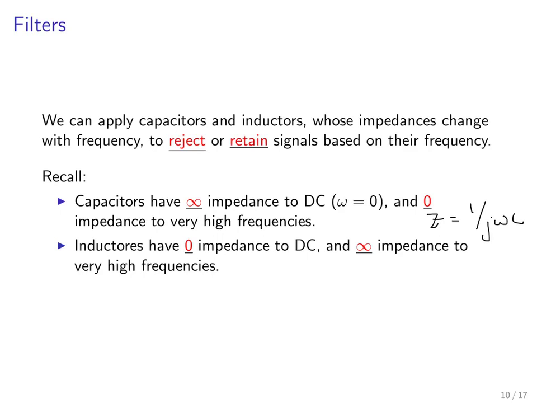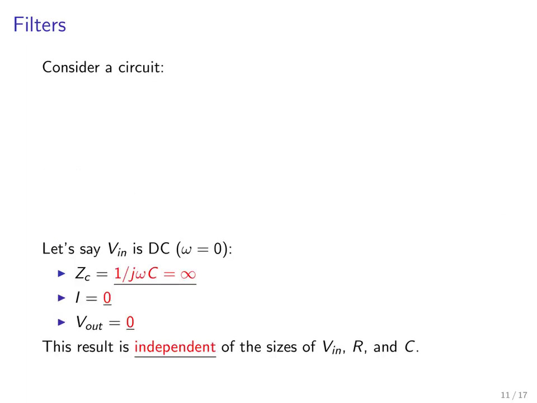On the other hand, inductors have zero impedance to DC and infinite impedance to very high frequencies. So you recall that the impedance of an inductor is j omega L. So this guy is going to be 0 if omega is 0, and it's going to be infinite if omega is very high. Okay, so let's look at a specific example. Let's say that we have the following RC circuit. So we will have this input voltage that we're applying.